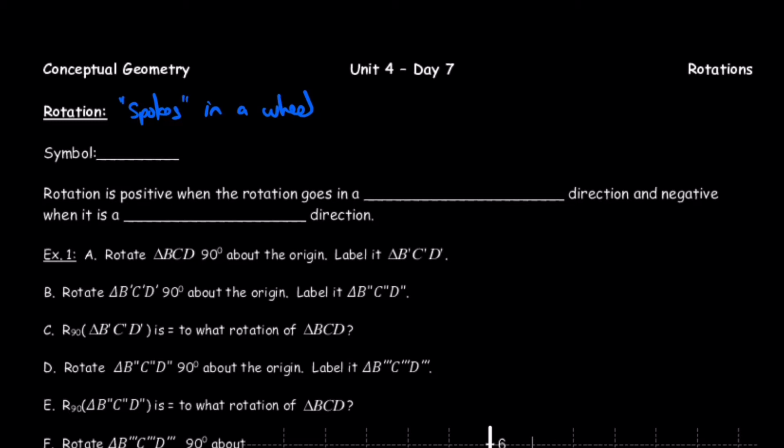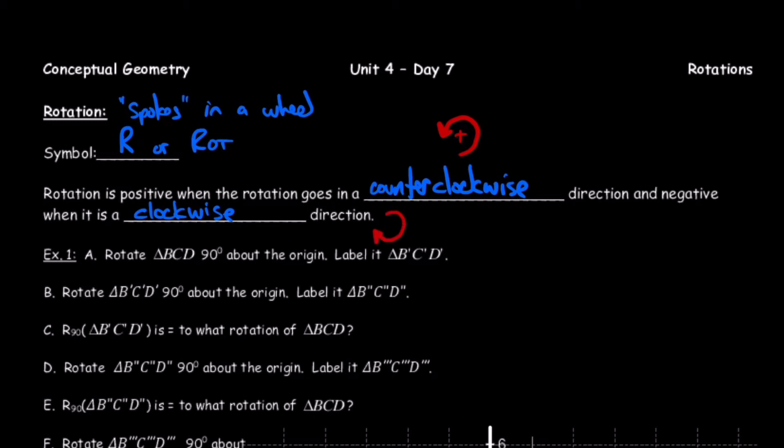The symbol for rotation is a capital R, or you might see ROT. But usually, unfortunately, it's capital R, and a lowercase r means reflection. A rotation is positive when the rotation goes in a counter-clockwise direction. So that means this direction, that's positive. A rotation is negative when it goes in a clockwise direction. So if it goes this way, that's actually a negative rotation.